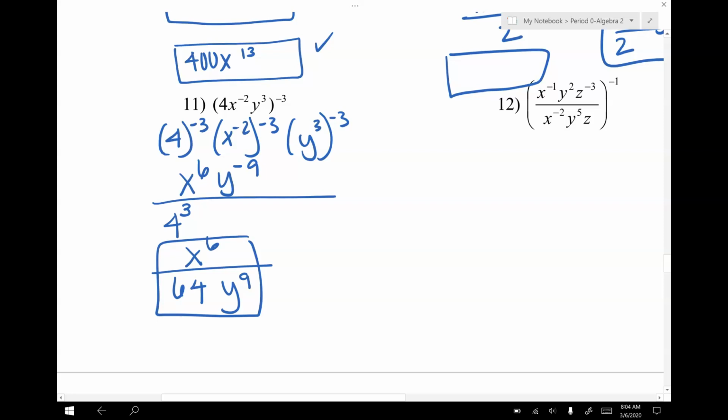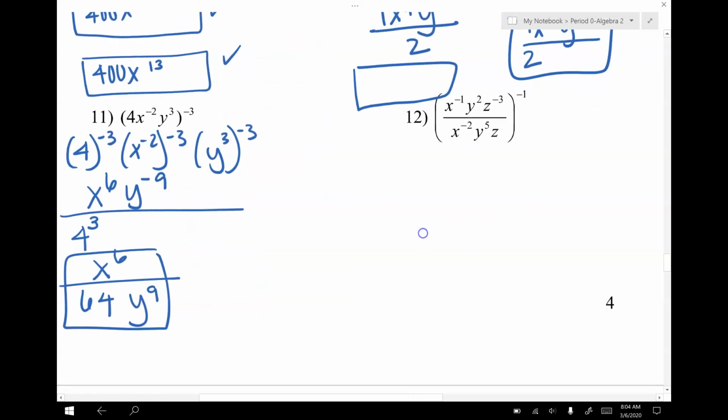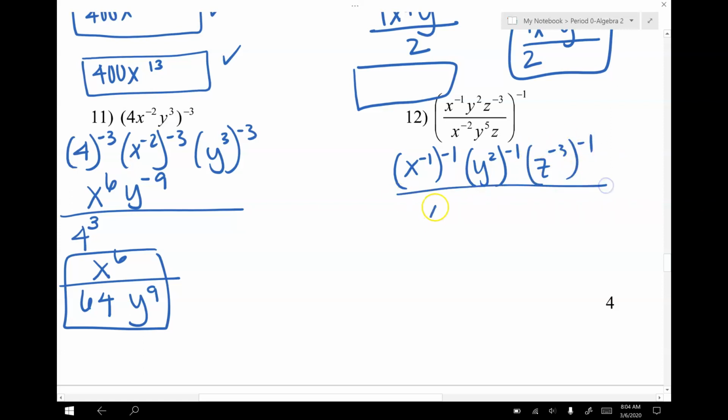Do you guys want to make them all positive first and then distribute -1, or just distribute -1 power first? Okay, let's do that then. We are going to distribute the big power outside. So this is currently -1. Raise it to -1. This is now y squared. Raise it to -1. This is now z to the -3. Raise it to -1. And then all over. This is -2 at the bottom. Also raise it to -1.